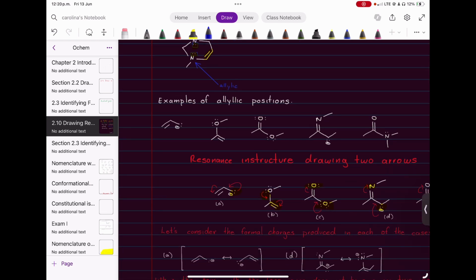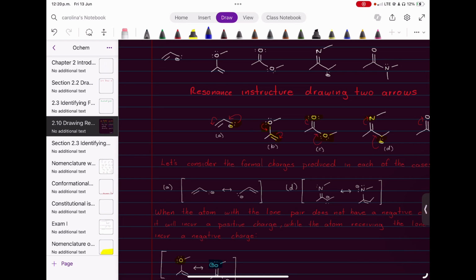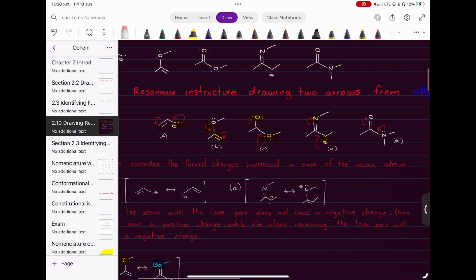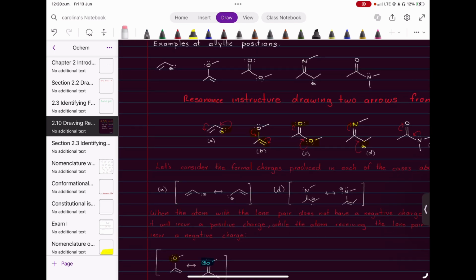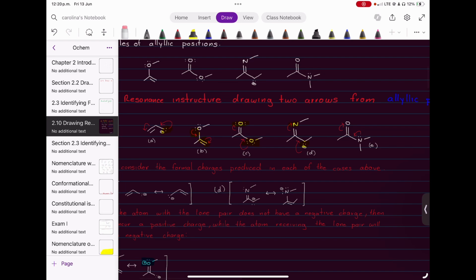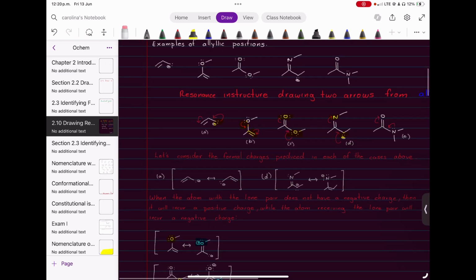The first one going from the lone pair, then the second one from the pi bond. So you can see the pattern, and it's always starting from the lone pair and then from the pi bond. It's like a shift of locations where the pi bond is now the lone pair, and where the lone pair was, now we have a pi bond.